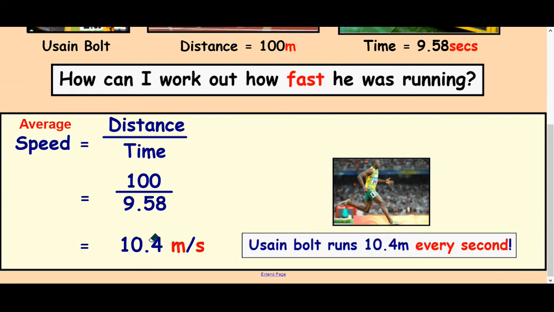So that's his average speed over the whole race, but there's a bit more reading that needs to be done into that, because at the start of the race he's a bit slower and he's a bit faster at the end of the race, so that's not his top speed, that's just the average speed.